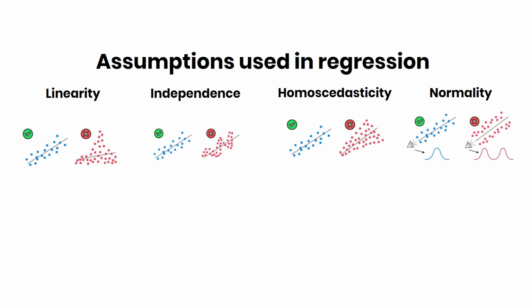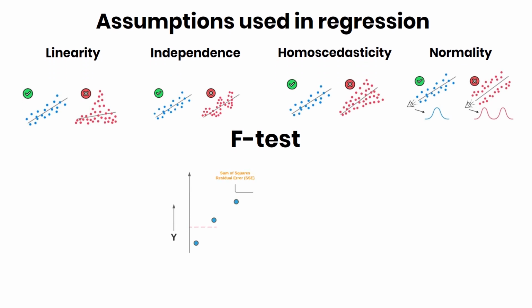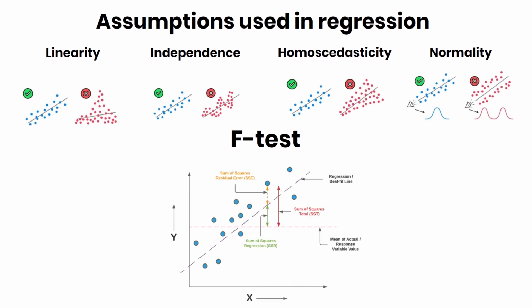Residual plots can help identify problems with these assumptions by showing patterns that indicate deviations from the expected conditions. The F-test in a linear regression model is used to determine whether the overall regression model is a good fit for the data. It compares the model with no predictors, the mean of the dependent variable, to the model with the predictors included. A significant F-test indicates that the model explains a significant portion of the variance in the dependent variable.